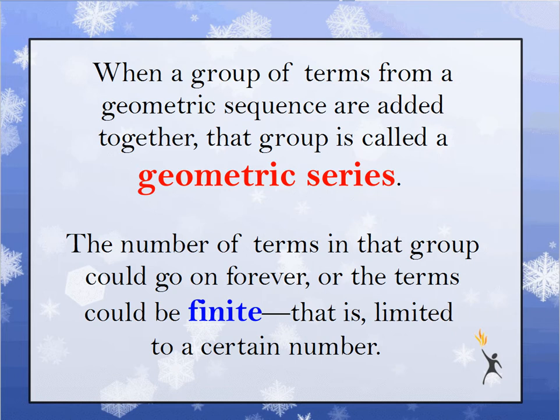When a group of terms from a geometric sequence are added together, that group is called a geometric series. There is a difference between sequence and series. The number of terms in that group could go on forever, right? A geometric sequence can go on forever. Or I can limit the number of terms I want and call it finite.